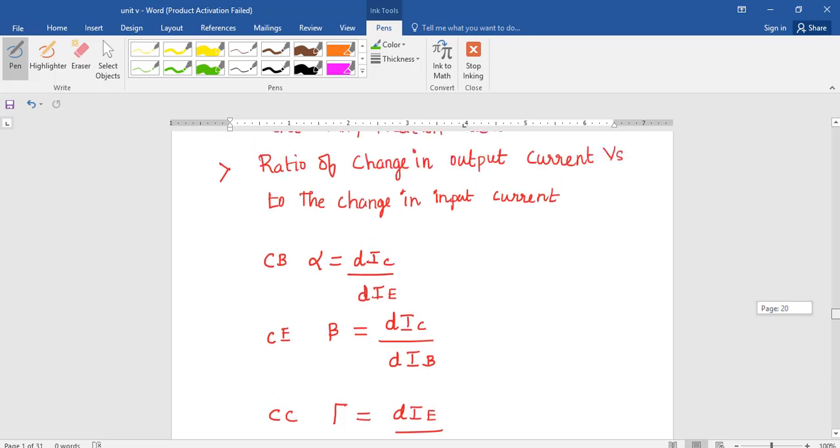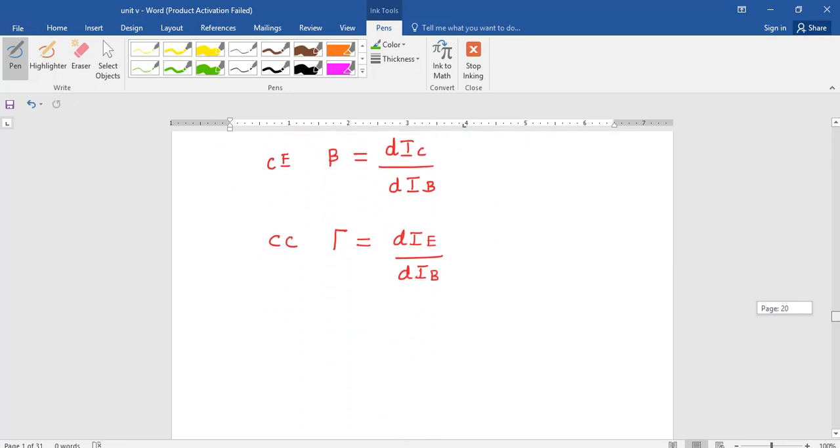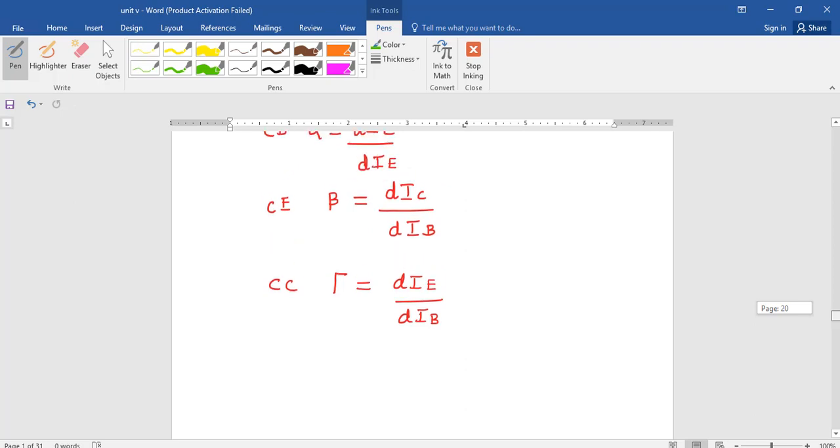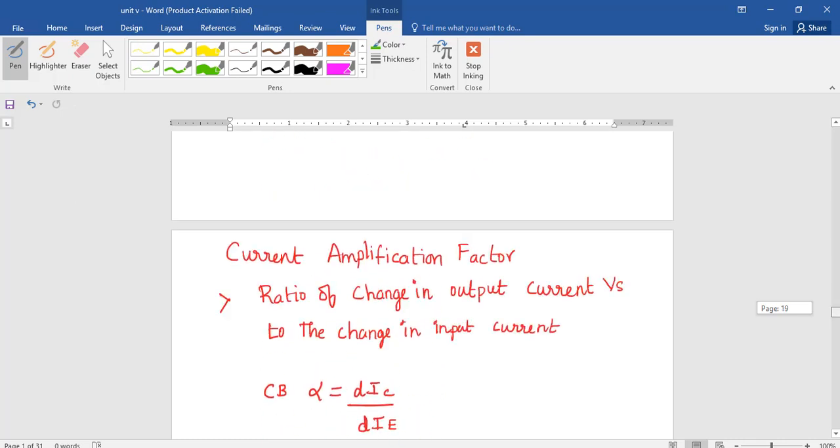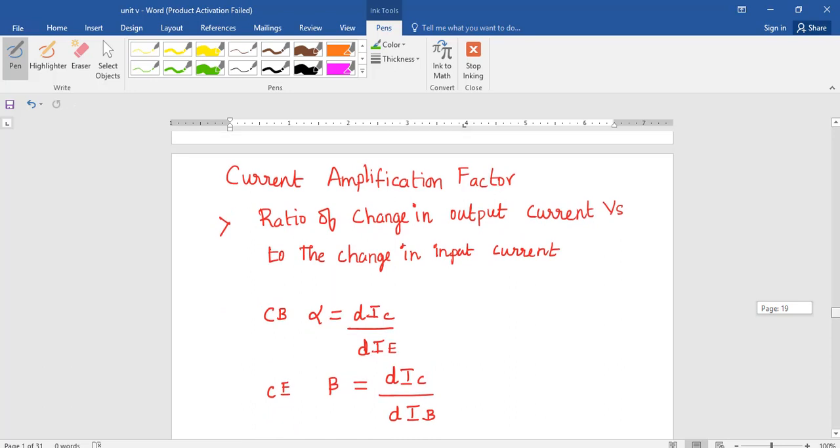In CE configuration, the amplification factor is IC by IB, that is collector current is output, IB is input. In CC configuration, the amplification factor is IE by IB. IE is output, IB is input. This is called as current amplification factor in BJT.